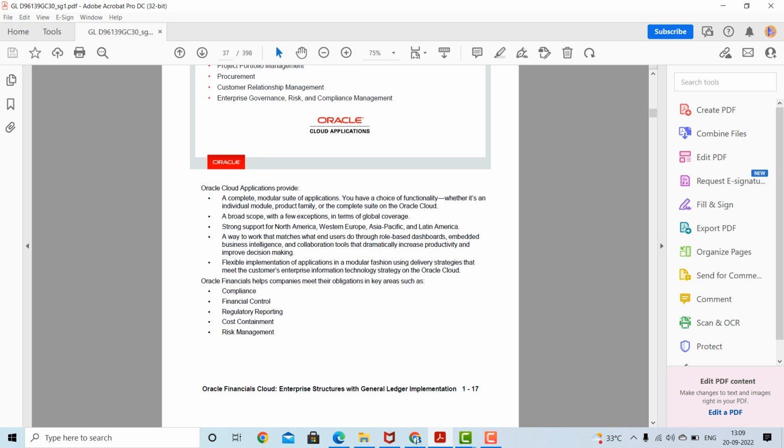A way to work that matches what end users do through role based dashboards, embedded business intelligence, and collaboration tools that dramatically increase productivity and improve decision making. Flexible implementation of applications in a modular fashion using delivery strategies that meet the customer's enterprise information technology strategy on the Oracle Cloud.